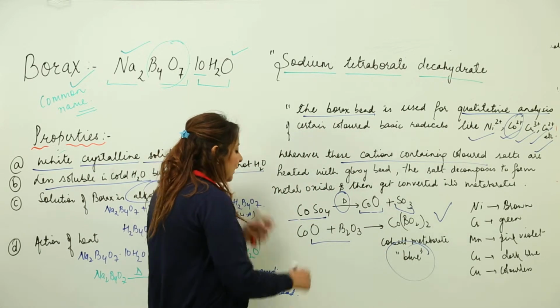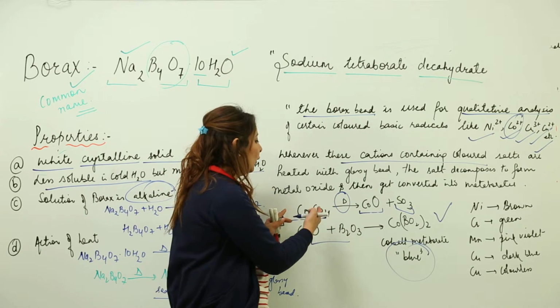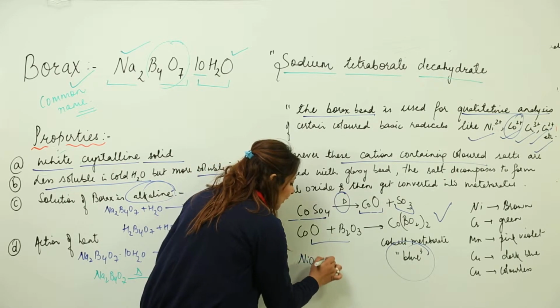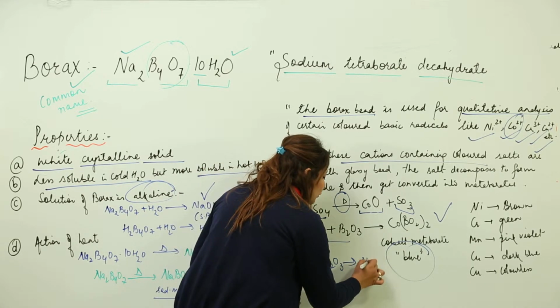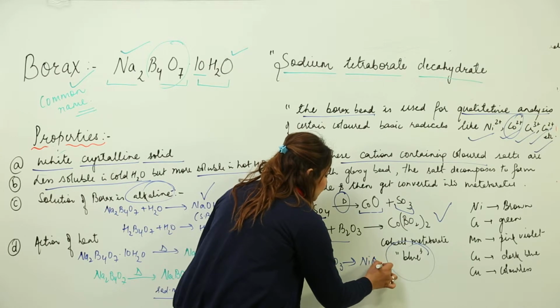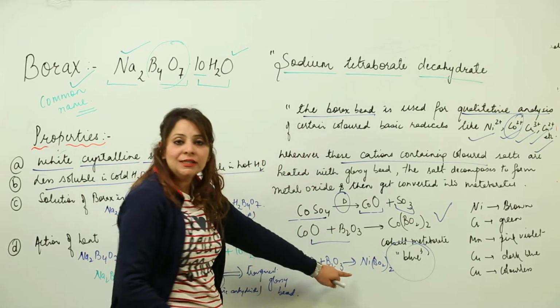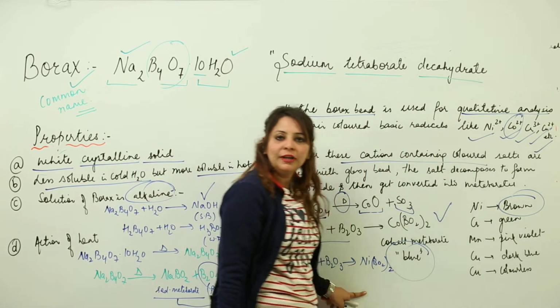Likewise, if you take any nickel salt, a nickel colored salt, then what happens? It will form nickel oxide, and further this nickel oxide, when it reacts with the boric anhydride of the glassy bead, is going to form its metaborate, that is nickel metaborate, which is Ni(BO2)2. And you know what is the color of this metaborate? It is brown in color, right?